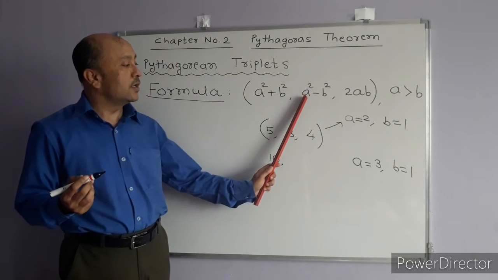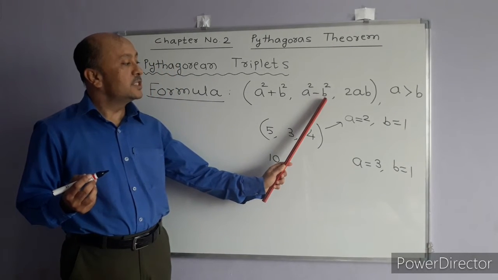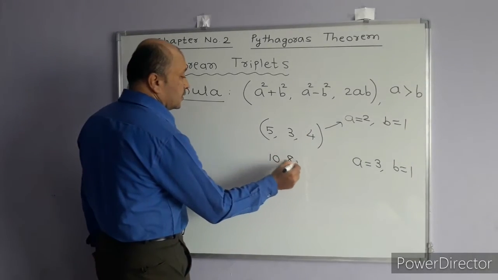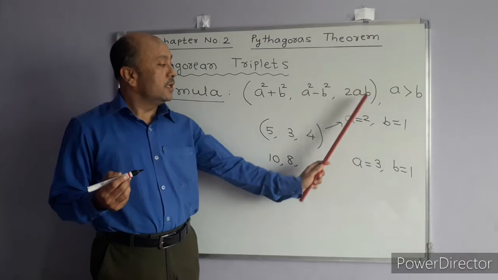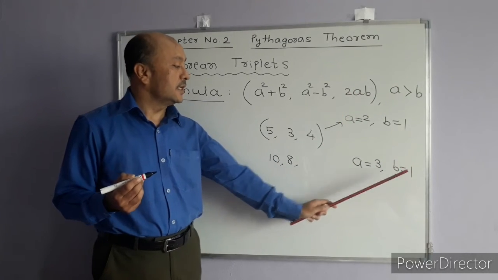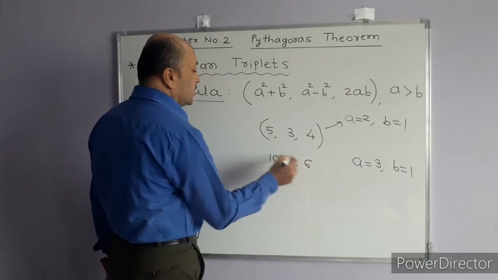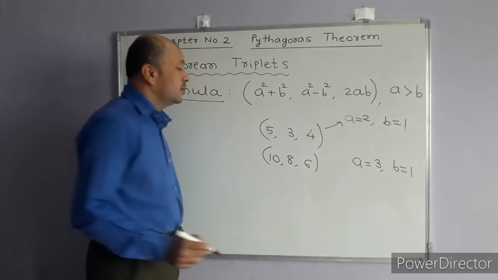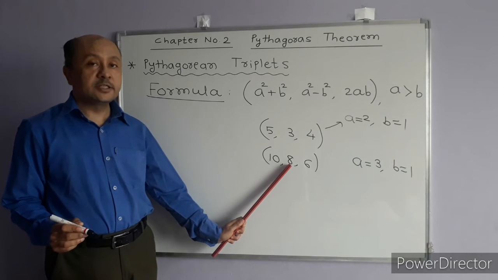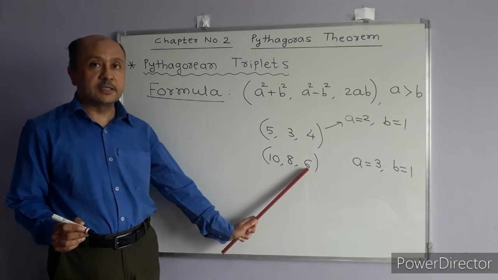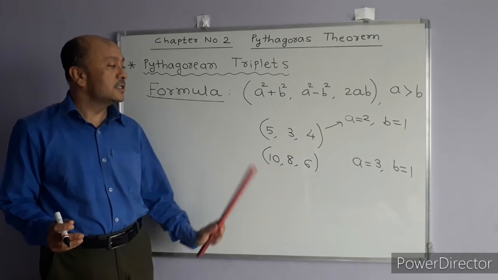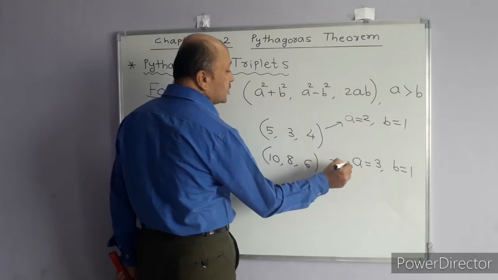Next, a square is 9, b square is 1. 9 minus 1 is 8. 2ab: 2 times 3 is 6, 6 into 1 is 6. So just check whether it is a Pythagorean triplet. 10 square is 100. Then 8 square is 64, 6 square is 36. So 64 plus 36 is nothing but 100, and that is 10 square. So it will work for this pair also.